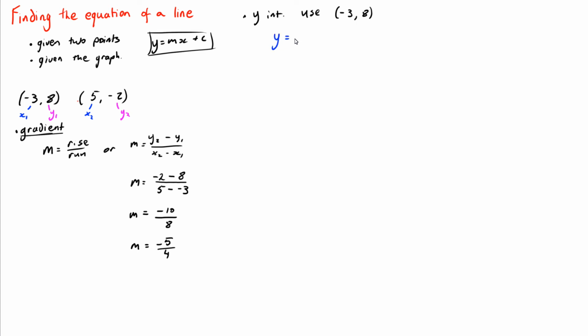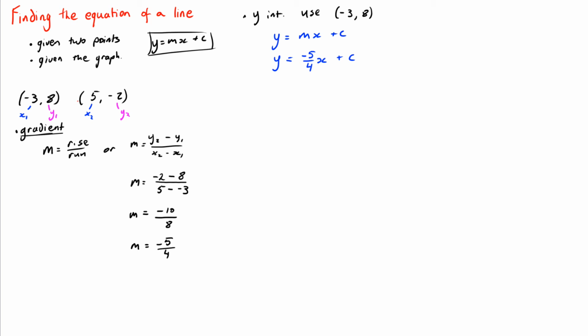So to find the y-intercept, pick one of the points. Always state the equation you're working with, y equals mx plus c. Now, I've just worked out what m is. m was -5 on 4, so replace it with -5 on 4. We don't know what y is and we don't know what c is, and we've also got x in there. So I've just replaced the m. The next step is to use the point that you stated at the start. So if I've got (-3, 8), x is going to be replaced with -3 and y is going to be replaced with 8.